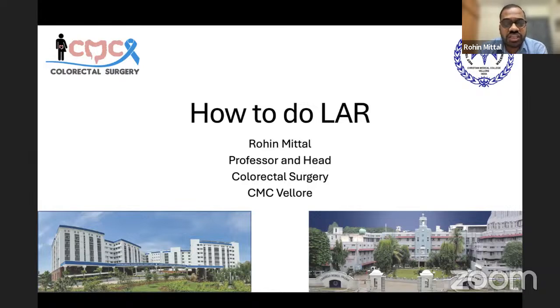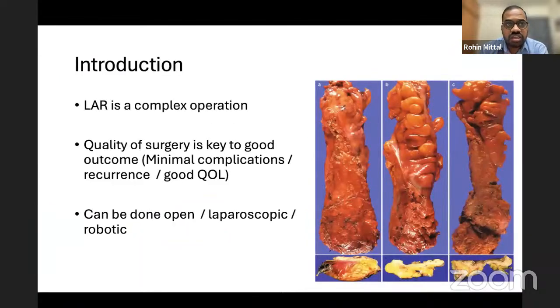Thank you, Dr. Ramesh, for the introduction. We've looked so far at terminology, and then we've looked at a little bit about decision making, which can be quite difficult at times, as we've seen. The next bit of it, I think we're going to look at the technical aspects of how to do a low anterior resection. We should all understand that a low anterior resection is a complex operation.